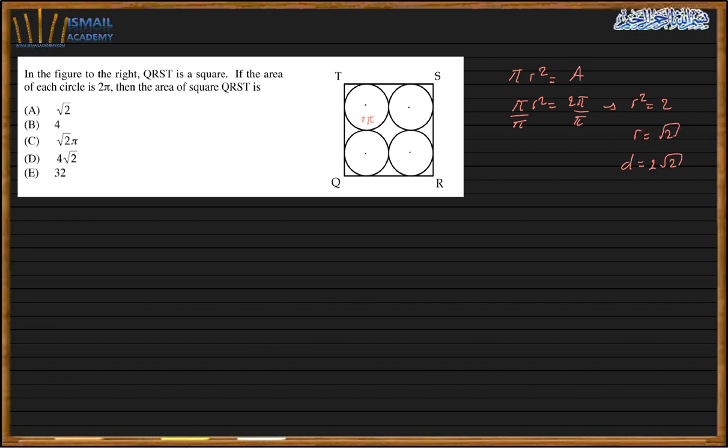So here we have 2 square root of 2, and here we have 2 square root of 2. If I get them together, this means this is 4 square root of 2. That means the length of the square is 4 square root of 2. And the same thing here is 4 square root of 2.